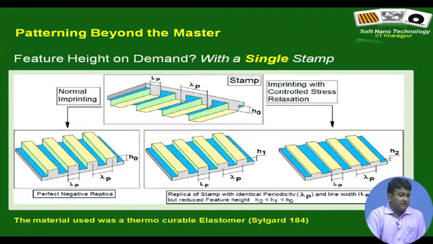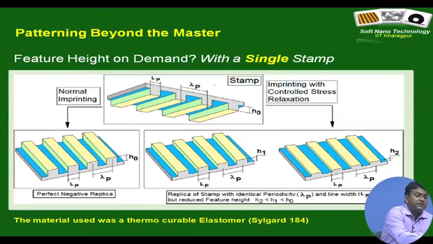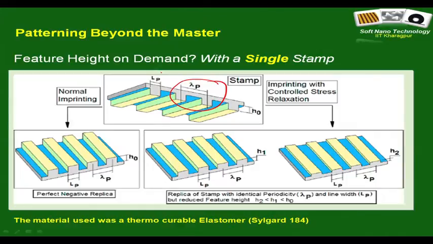The second idea is referred to as elastic recovery lithography. So, this is also a very nice concept. What you do is you take a stamp, let us say with periodicity lambda p, line width LP and height H0. So, now you understand that you can create a perfect negative replica by many of the soft lithography techniques. You can use nanoimprint lithography, you can use replica molding, you can use CFL.